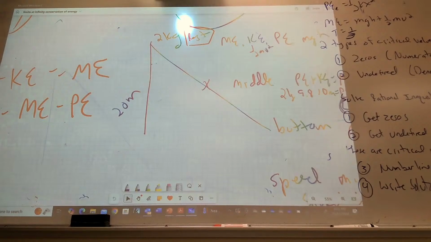Okay, so then I have them at the top. And so there's the mechanical in the middle. And the middle potential energy is 1/2 as much as what it is at the top. And then at the bottom, the potential energy is equal to 0. And the mechanical energy is equal to the kinetic energy.